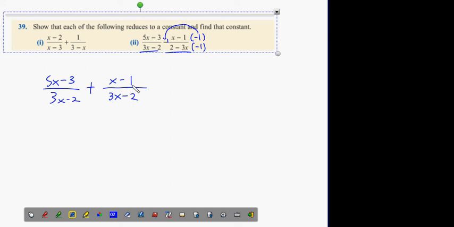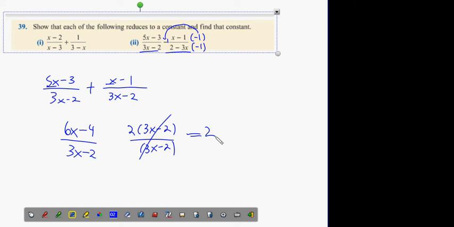Now what's the answer when we add these together? 5x plus x. Anybody? 6x minus 3 minus 1. Minus 4. All over 3x minus 2. Anybody suggest an answer for that? What can I do here next? Callum, any ideas? What can I do with the top? Top is double the bottom. And then cancel to get 2. Is that right?